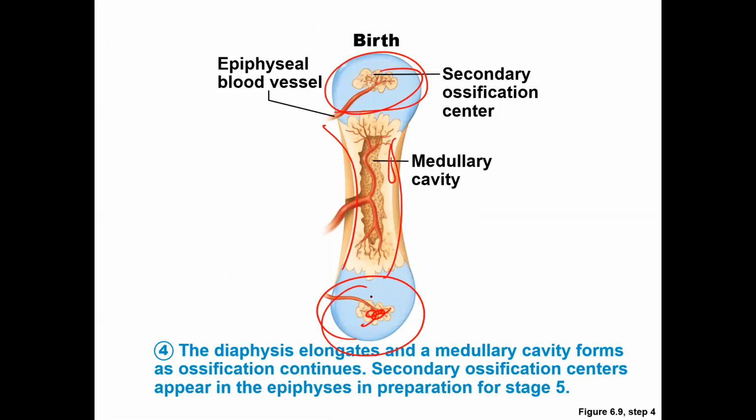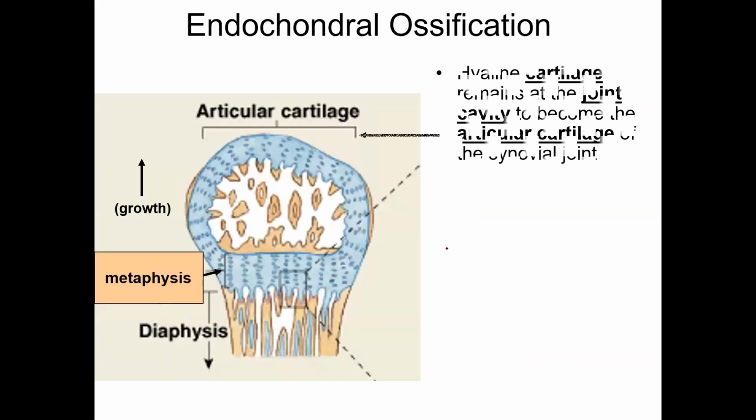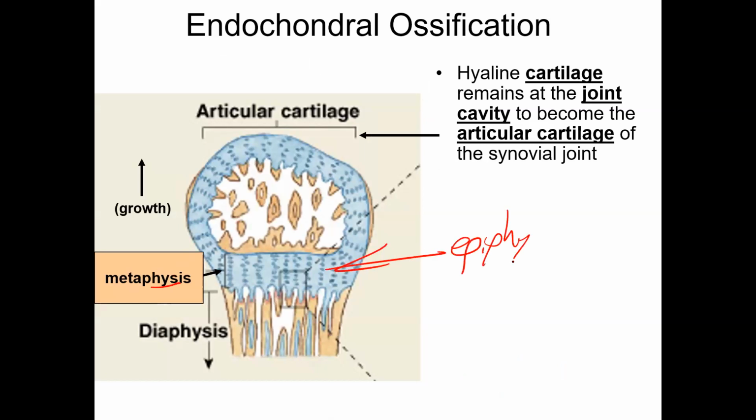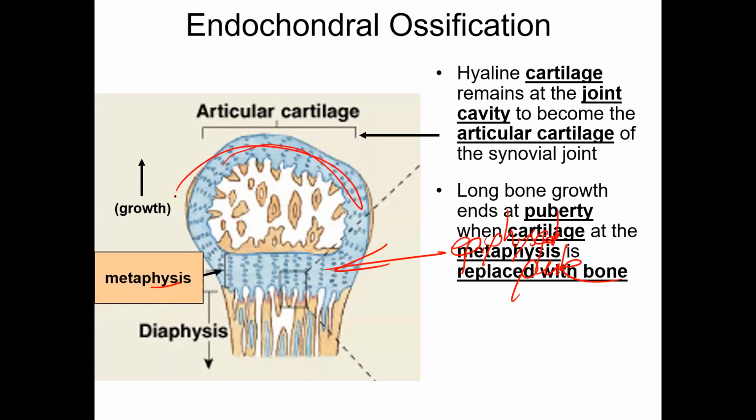So, in essence, you have three structures joined together by a cartilage plate on either end. This is sometimes called a metaphysis. This is the epiphyseal plate, the growth plate. Some of the cartilage will stay out here on the end to be the articular cartilage and the reduced friction in the joint. Long bone growth will end at puberty when this is replaced with bone.